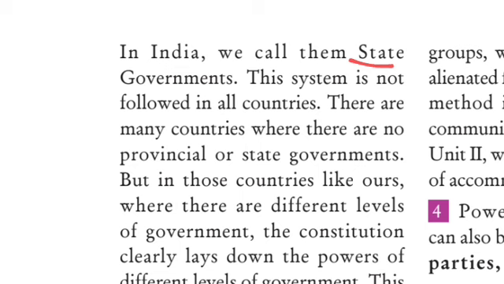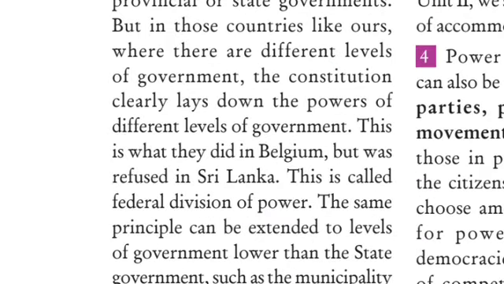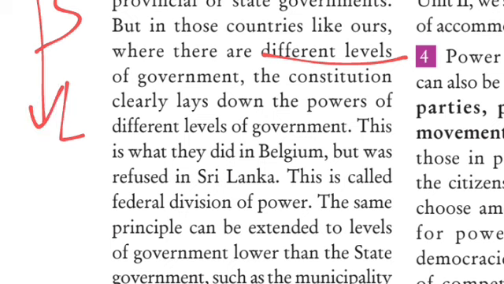This system is not followed in all countries. There are many countries where there are no provincial or state governments, but in those countries like ours where there are different levels, right? In India we have different levels of government, central, state, and then local, and as we move downwards the power will decrease. This is known as federal division of power. The constitution clearly lays down the powers of different levels of government. All the powers are written in the constitution itself. So this is what they did in Belgium.